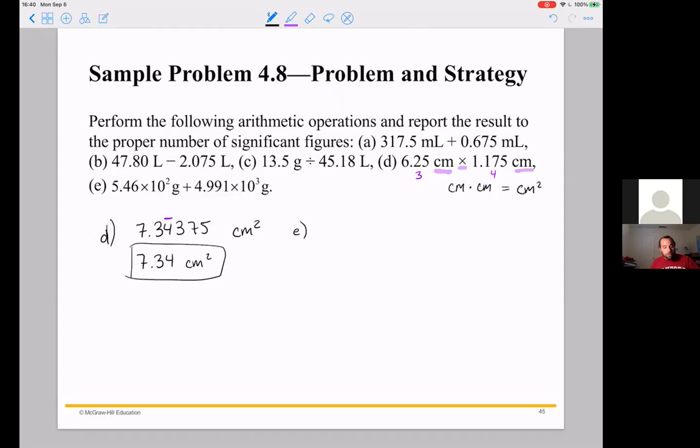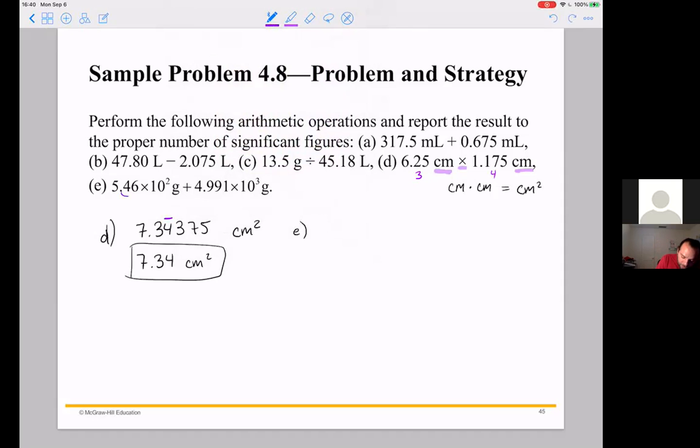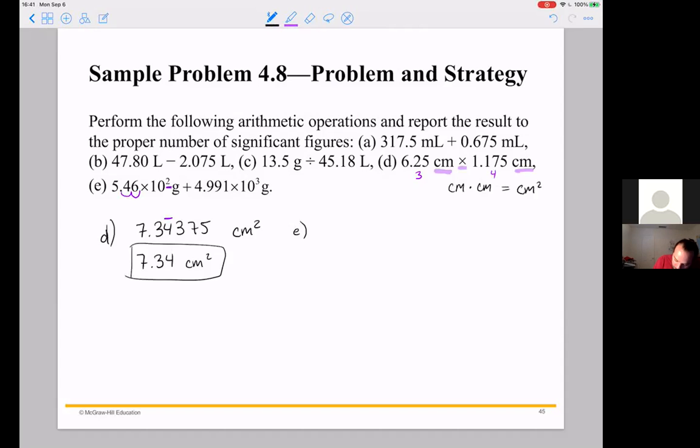So I'd have to convert my 5.46 times 10 squared grams into standard notation. The way I'm going to do that is times 10 to the 2 to get it out of scientific notation, opposite of what we did before. I'm going to bounce it 1, 2, because there are 2 here. So 5.46 times 10 squared is the same thing as 546 grams.